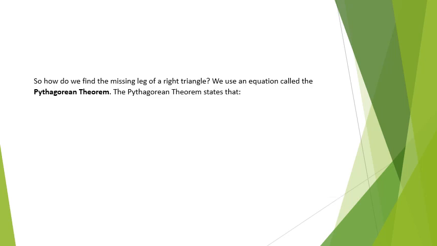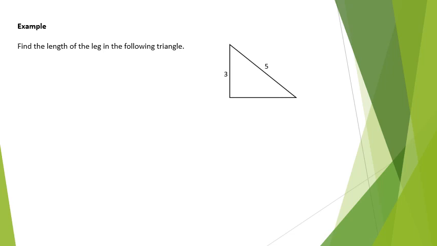So how do we find the missing leg of a right triangle? We use an equation called the Pythagorean theorem. And just a reminder that the Pythagorean theorem states that a squared plus b squared equals c squared, where c is the hypotenuse and a and b are the legs of the triangle. So find the length of the leg in the following triangle. So we have a hypotenuse of 5 and one leg of 3, and we need to find the other.